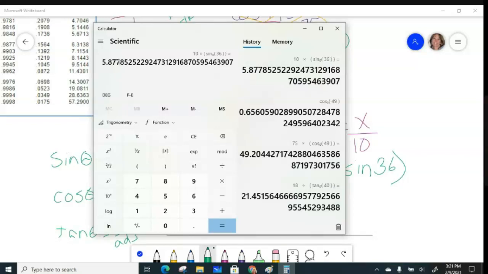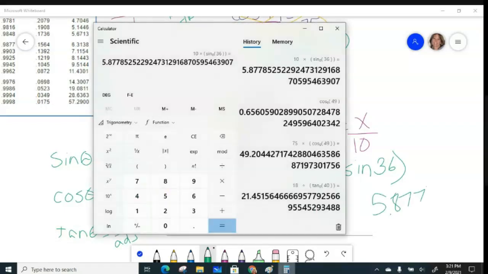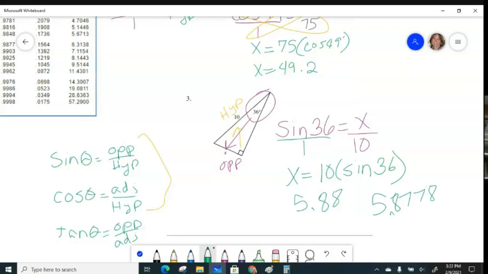Okay, let me just redo it. Because it is 5.877, and then what, 8 again? I don't remember. Did this one want us to go to the tenths or the hundredths? I think it was hundredths, so it was two decimal spots. So the 7 would make that 7 go up to 8. So the round off. Did you multiply by 10?